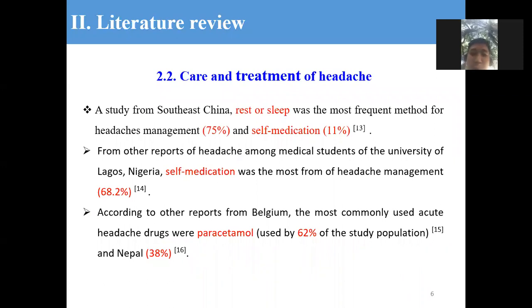About care and treatment of headache, a study in China showed that rest and sleep was the most frequent method for headache management at 75%, and medication 11%. From another report on headaches among medical students at the University of Lagos, medication was the most common for headache management, at 68.2%. According to another report from Beijing, the most commonly used acute headache drug was paracetamol.